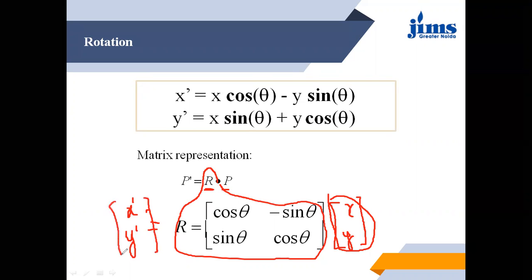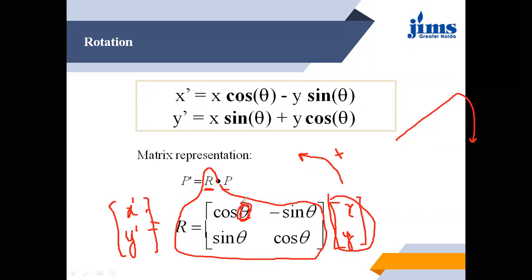So this is the rotation matrix for the anti-clockwise direction. Anti-clockwise direction, keep in mind. So this means it is a positive value. When we have to rotate, for example, in clockwise direction, then we have to put minus theta instead of theta.